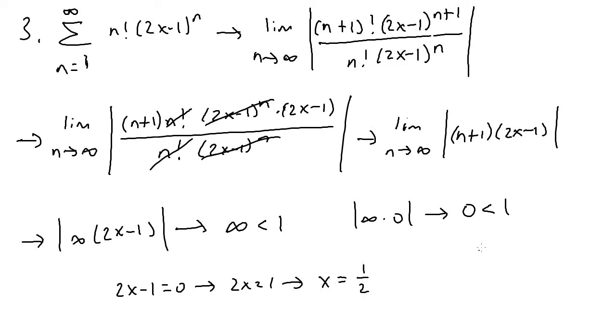So our interval of convergence will only include 1/2. And remember, whenever we get infinity, our radius will always be 0, since it includes no value except for that one value.